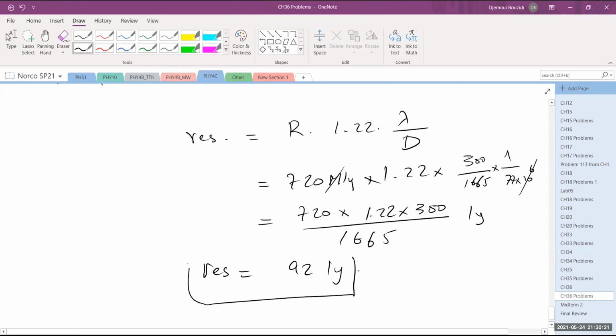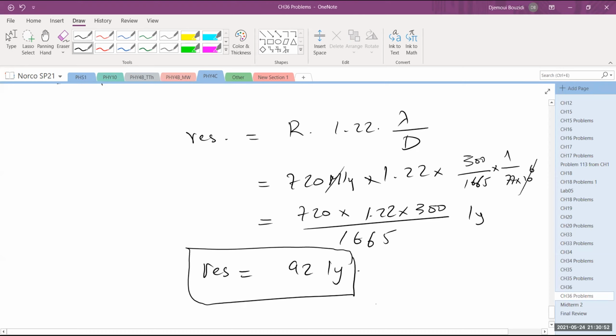In other words, if the quasar is 92 light years or bigger, then this will give you an image that is good enough for it. But if it is smaller, it cannot resolve objects less than this. They're too small for it to be found. And 92 light years is a huge distance.